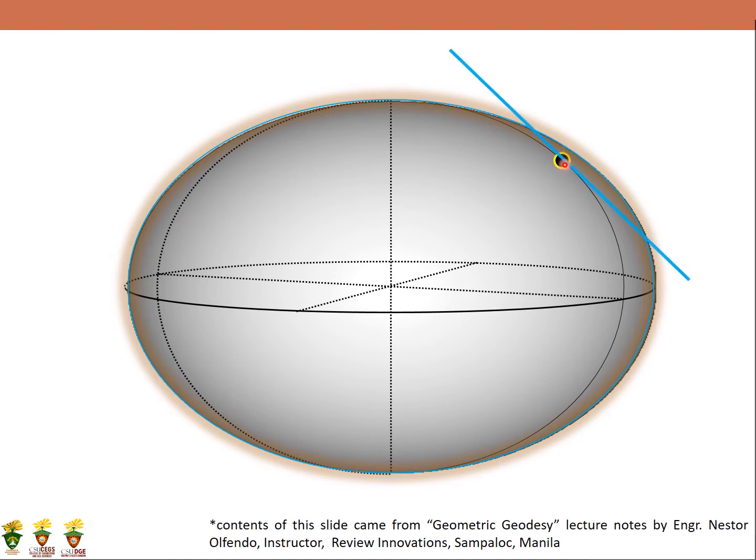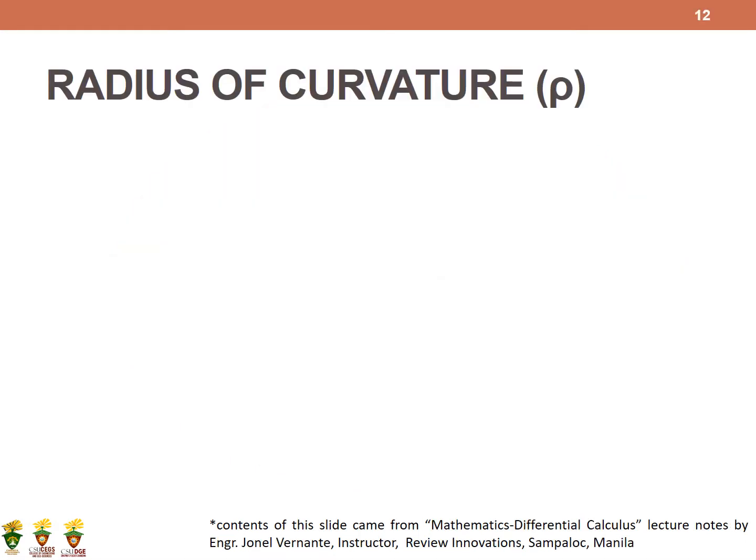And when we say normal to the surface, we are going to make a 90 degrees angle. So this is the point and its tangent line, and when we say normal, it is 90 degrees to the tangent line. So the radius of curvature is denoted with this Greek symbol.